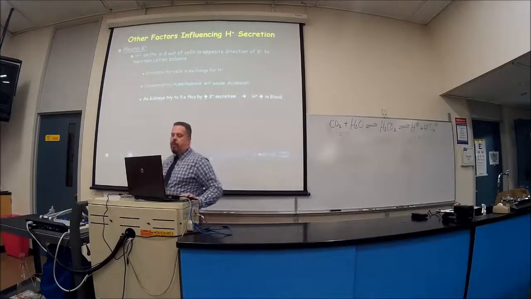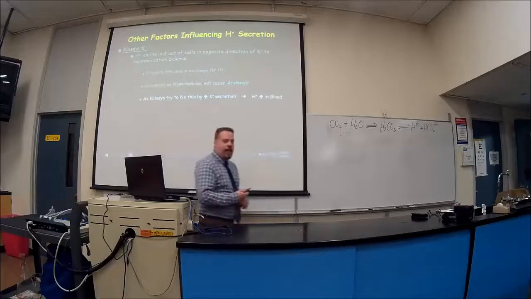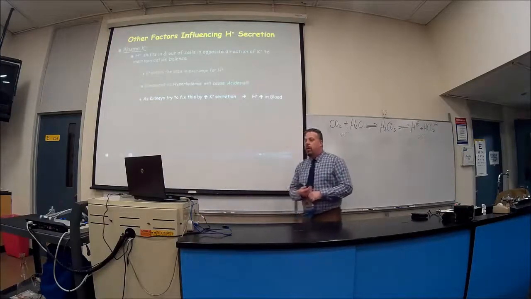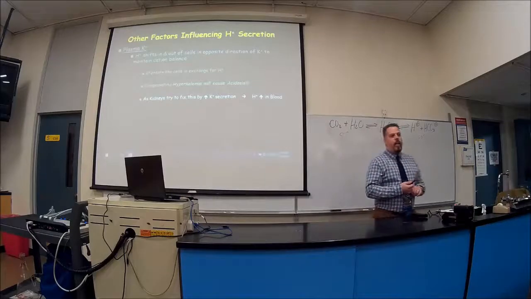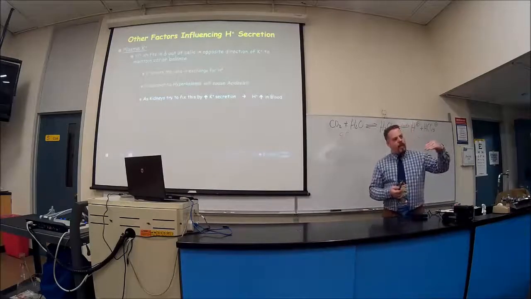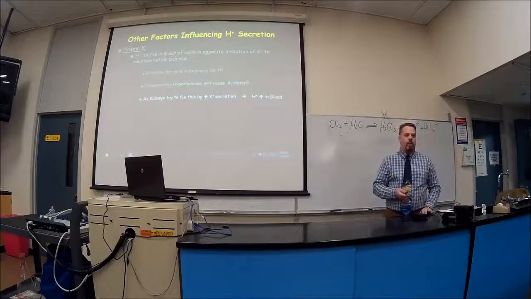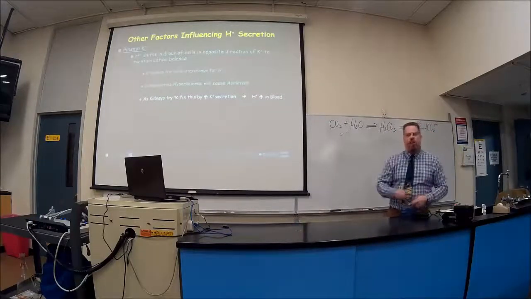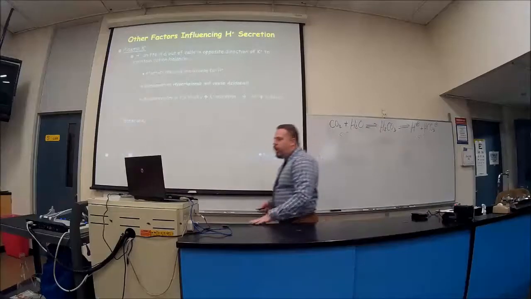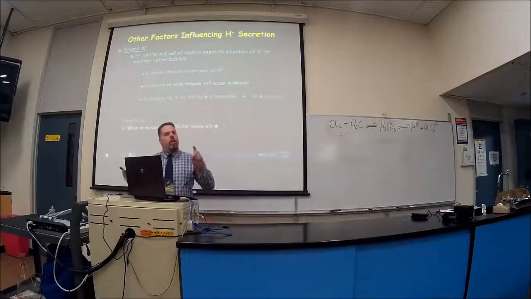So as kidneys try to fix this by increasing potassium excretion, the hydrogens will then increase in the blood. As the potassium goes out into the urine, the hydrogens have to go back into the bloodstream. They go in opposite directions.